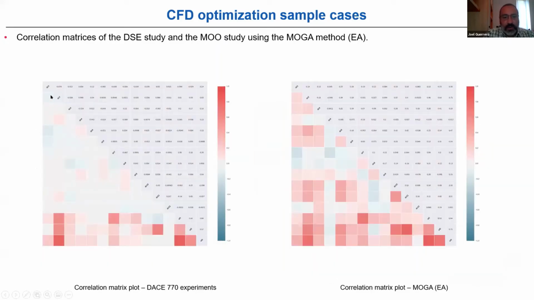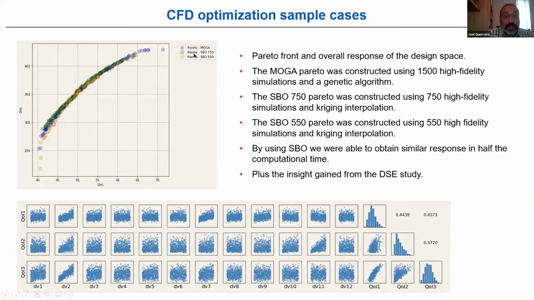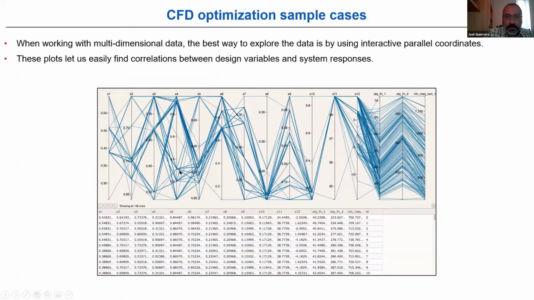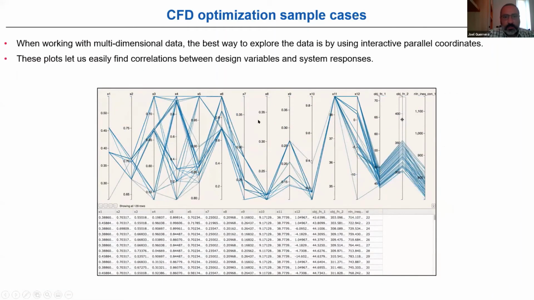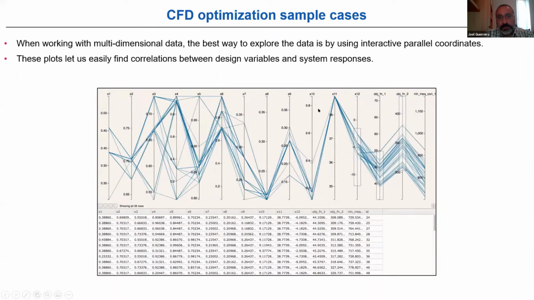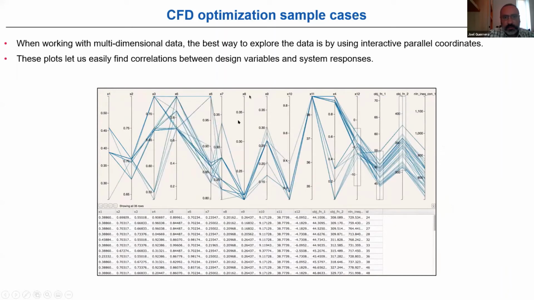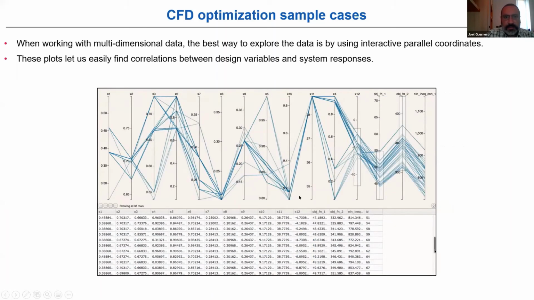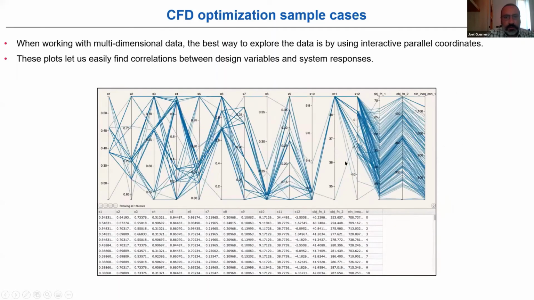So here we have our correlation matrix. And what is interesting is, as I mentioned, by using surrogate-based optimization with 700 experiments, we managed to get the same Pareto as the one we got using the MOGA, without using metamodels. And then, again, you just explore your data, interrogate your data. This is another graphing technique I like to use, the parallel coordinate. This is just to interrogate multivariate data, and you can see the influence of all variables.